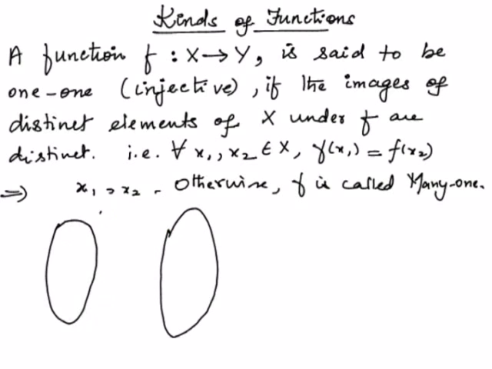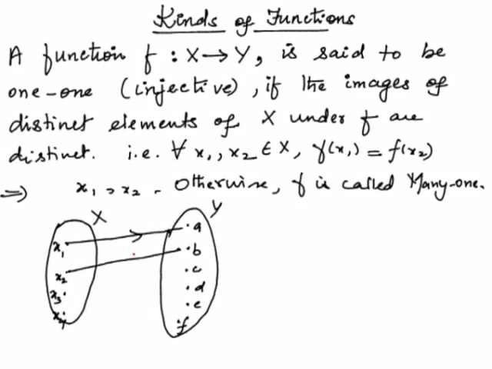We have an X and we have a Y. Elements of X are x1, x2, x3 and x4, whereas elements of Y are a, b, c, d and e. And x1 is related to a through f. x2 is related to b, x3 is related to d and x4 is related to c.